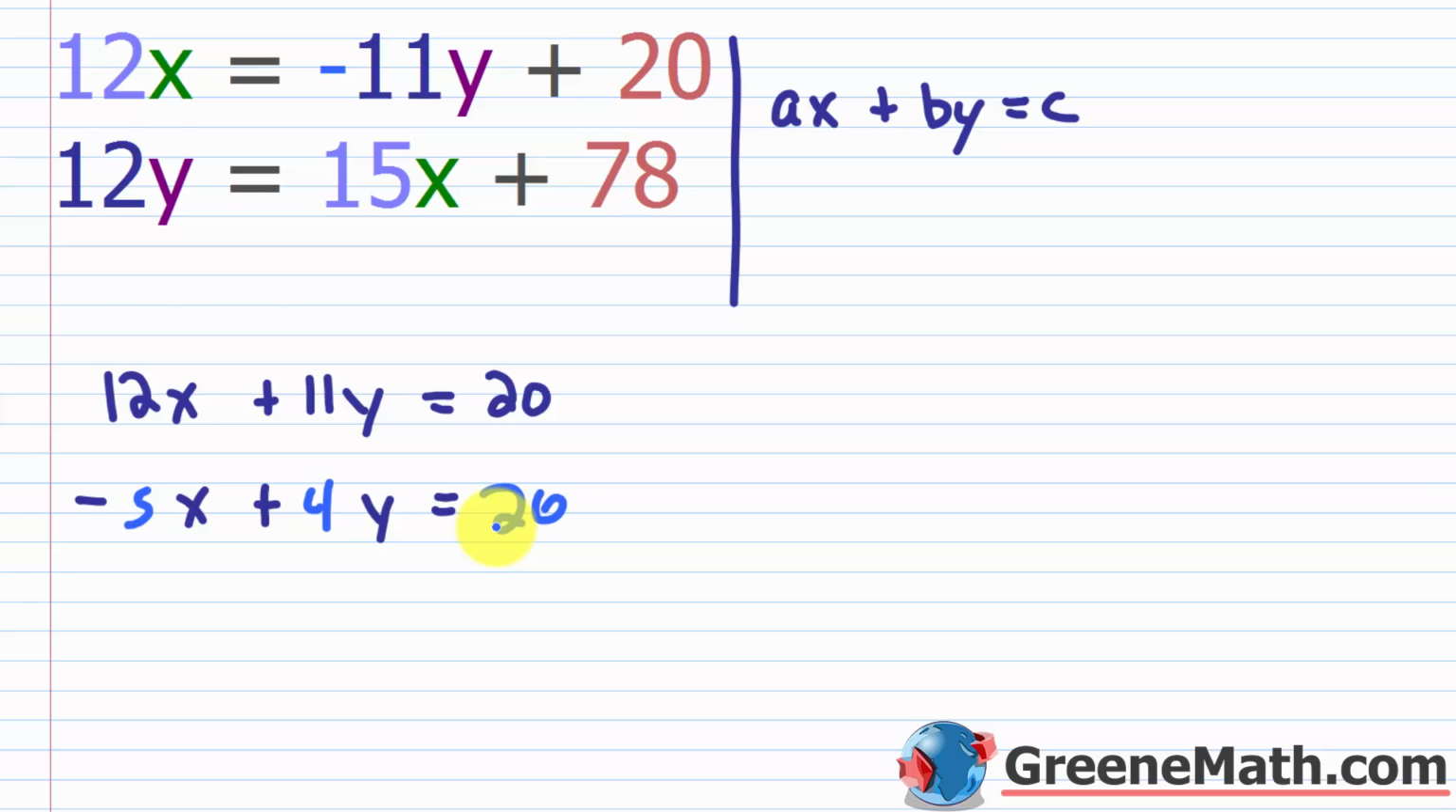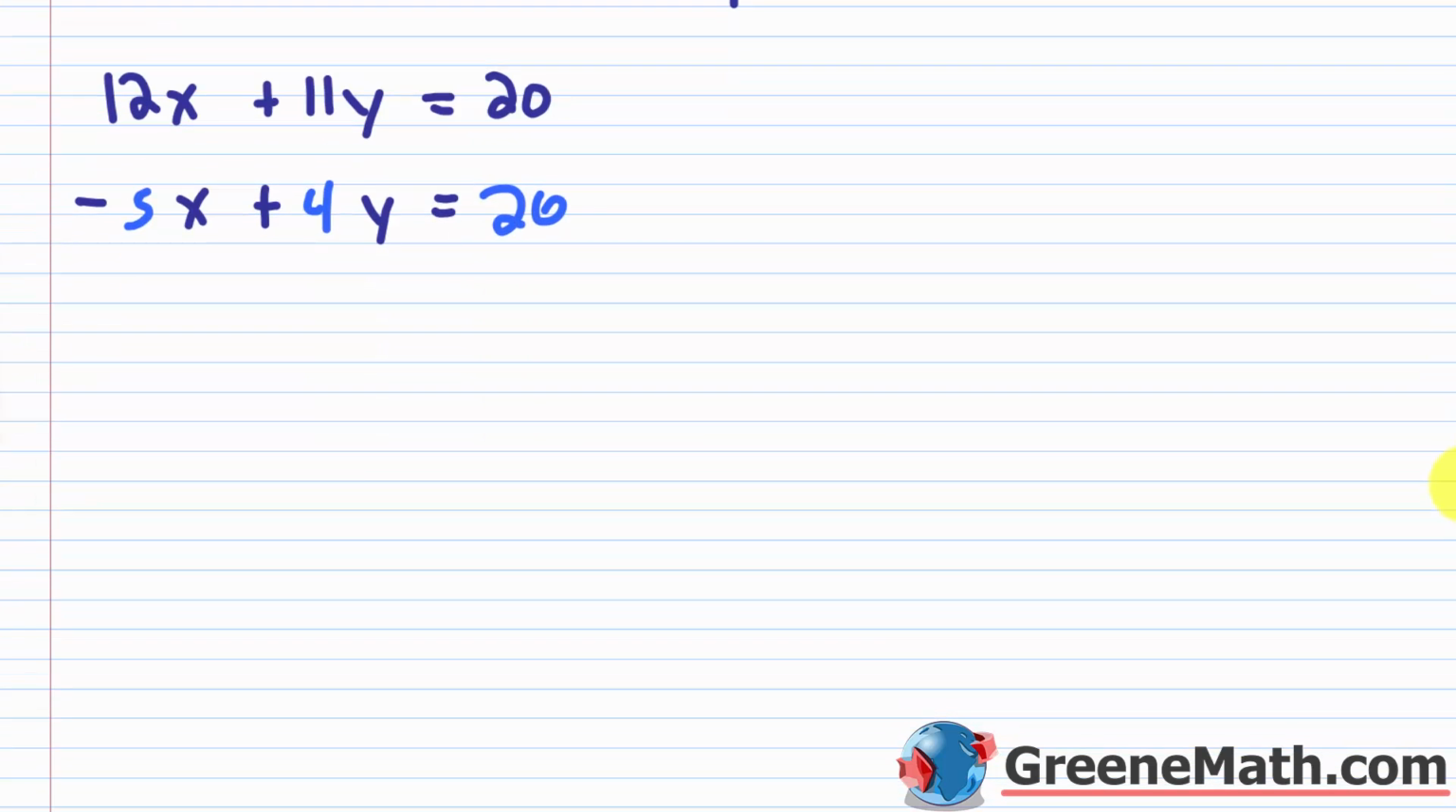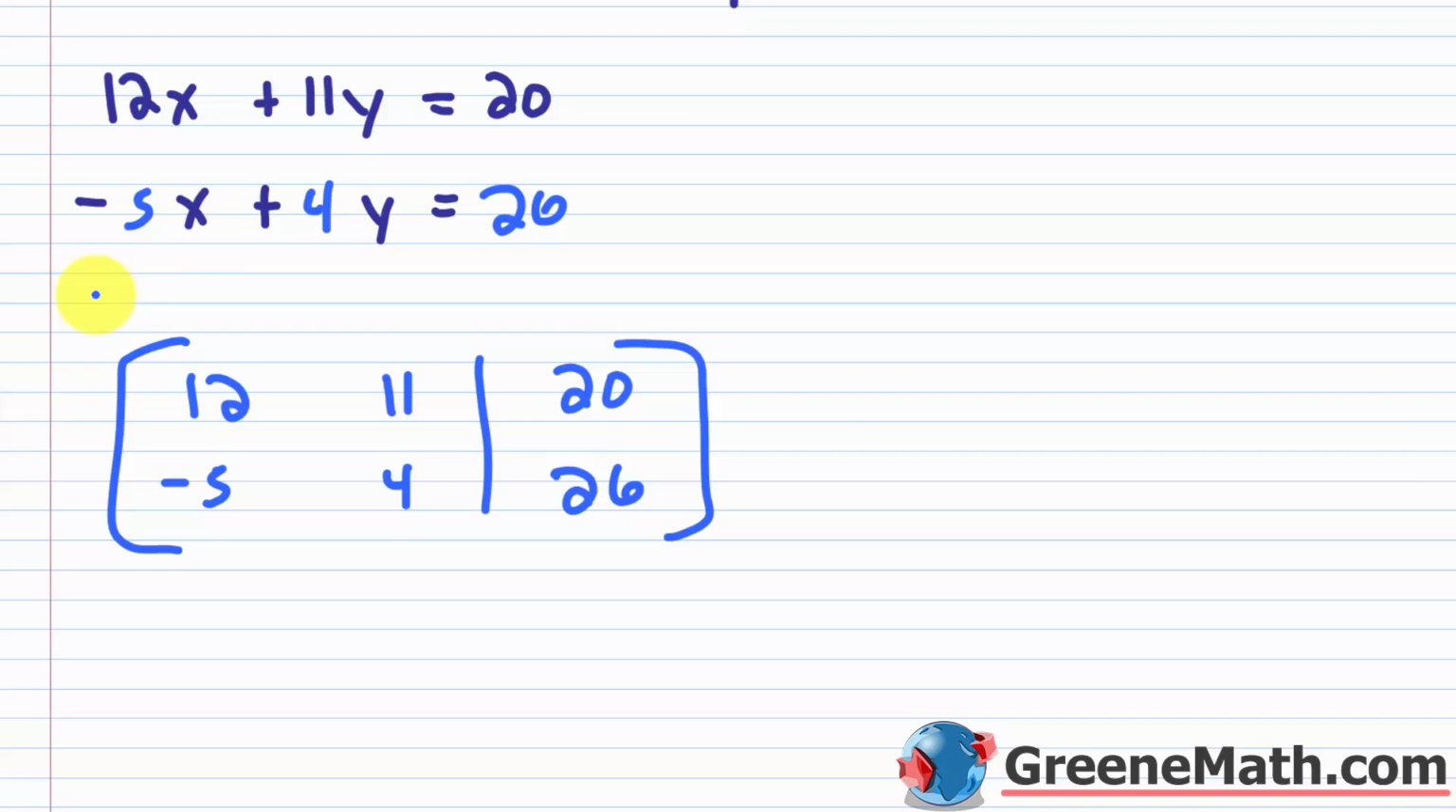Okay, so let's scroll down just a little bit. I'll set up this matrix. So again, just take the numerical information. So 12 and negative 5, 11 and then 4, and then you have 20 and then 26. Okay, so let's go ahead and copy this.